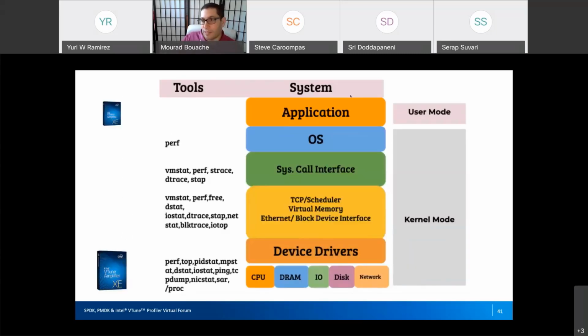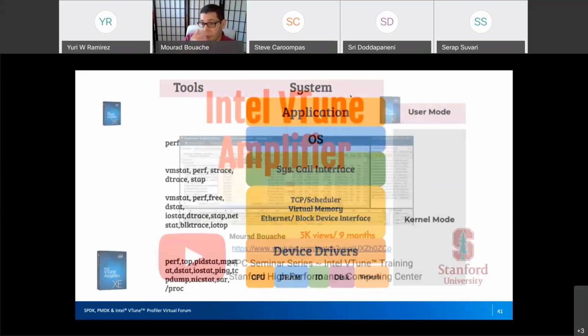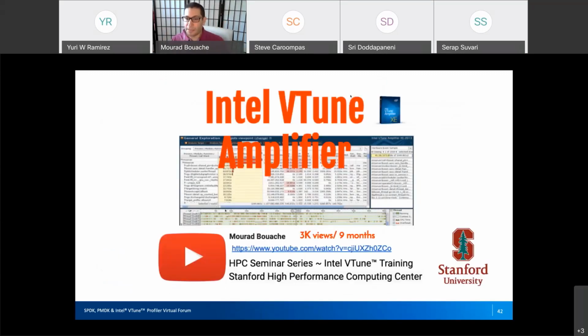If we take the whole system between user mode and kernel mode, we have different layers: application, operating system, system call interface, TCP, scheduler, virtual memory, down to device and driver. Of course, we start from the bottom up: CPU, which is the hardware, DRAM, I/O, disk, and network. Every level has a specific tool that we use. VTune is the tool we use on the application side, and also to understand what's happening on the CPU, or why the application or a specific function is spending most of the time on the CPU.